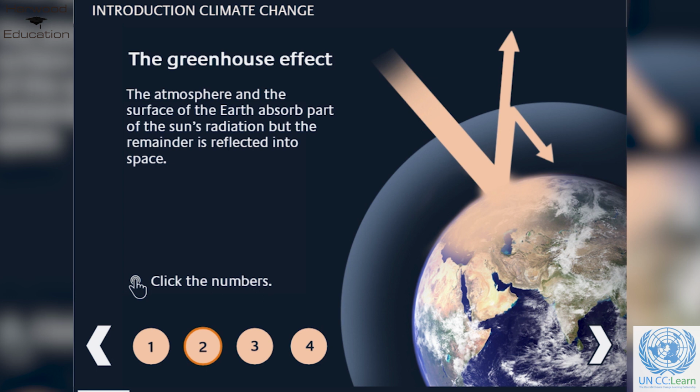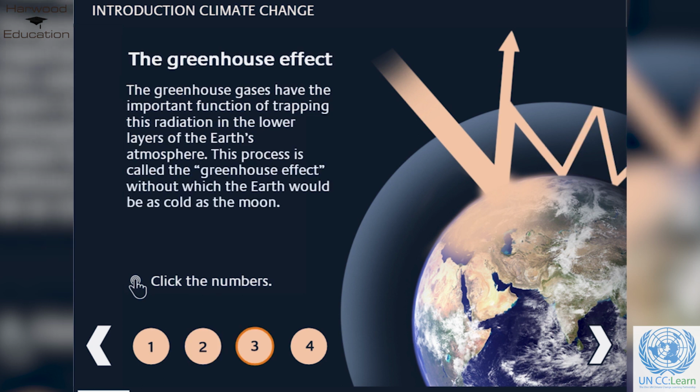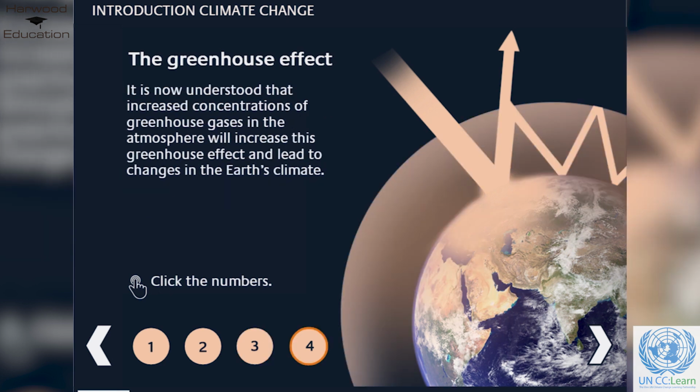2. The atmosphere and the surface of the Earth absorb part of the Sun's radiation, but the remainder is reflected into space. 3. The greenhouse gases have the important function of trapping this radiation in the lower layers of the Earth's atmosphere. This process is called the greenhouse effect, without which the Earth would be as cold as the Moon. 4. It is now understood that increased concentrations of greenhouse gases in the atmosphere will increase this greenhouse effect and lead to changes in the Earth's climate.